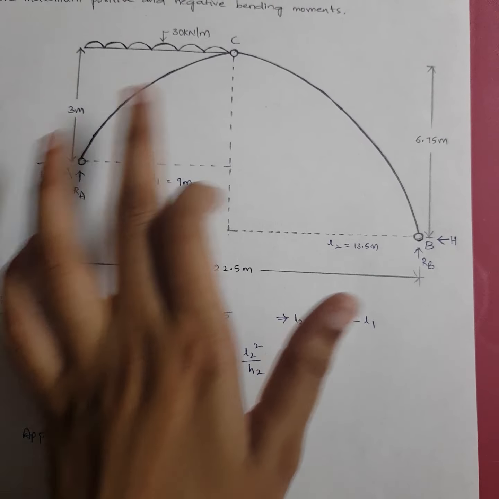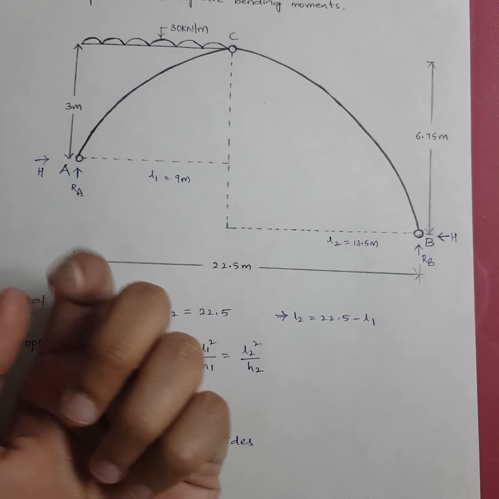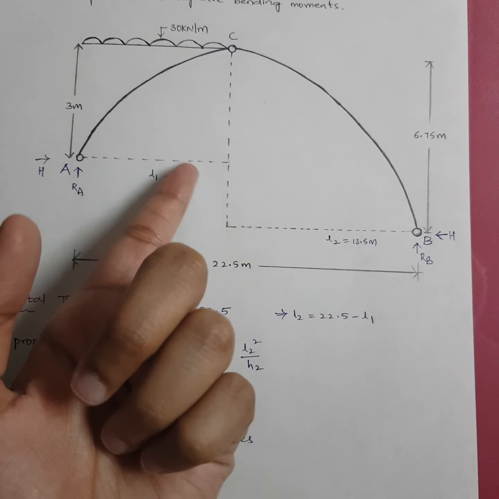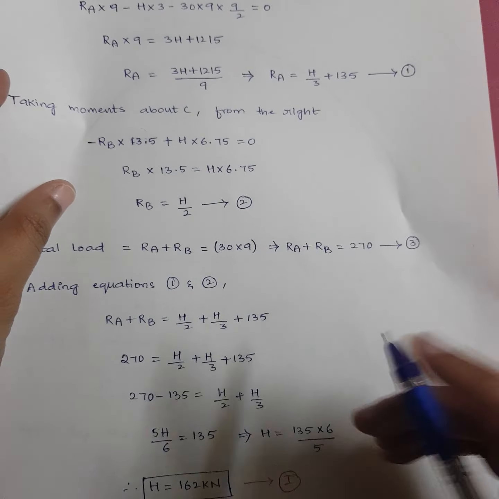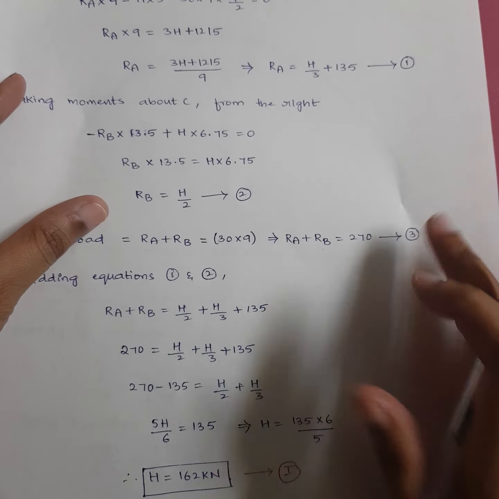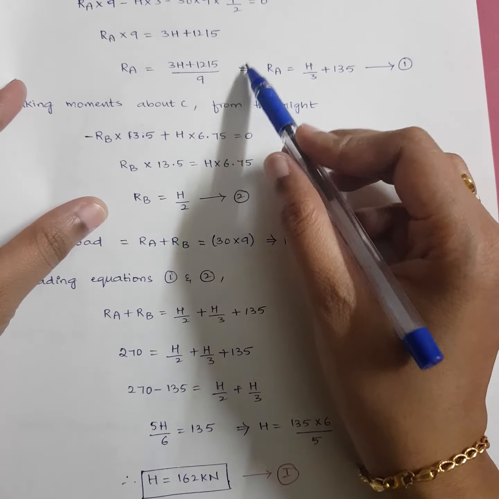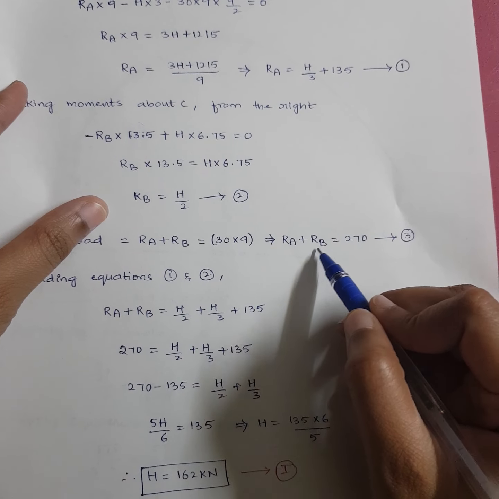Total load, what is the total load acting on the arch? RA plus RB equal to the total downward load we should write, right? So RA plus RB is equal to, what is the total downward load? 30 into 9, 270 is the total downward load. So RA plus RB is equal to 270, equation number 3. Now see here, in equation 1 we got RA, in equation 2 we got RB. We know the total load RA plus RB is 270.